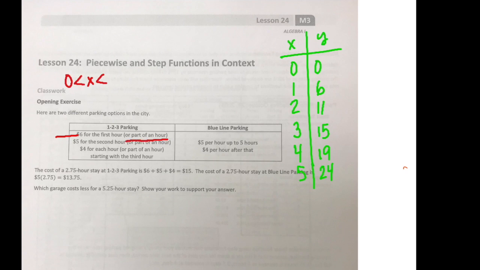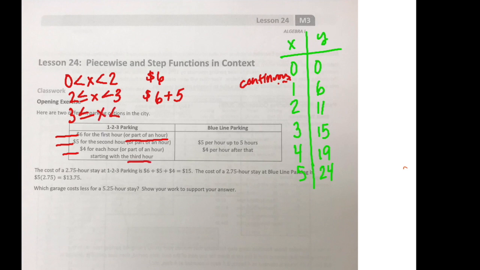I have 3 different segments here. Anywhere from 0 to 2, that's going to be $6. Now you have to understand, piecewise, during that domain, they're going to be continuous. So it could be 0.1, right? 0.1 of an hour is still going to cost you $6. My second segment is going to be from 2 to 3. That's going to be 11. And then from 3 hours on is going to be 11 plus the $4 times x, depending on how many hours I stay there.